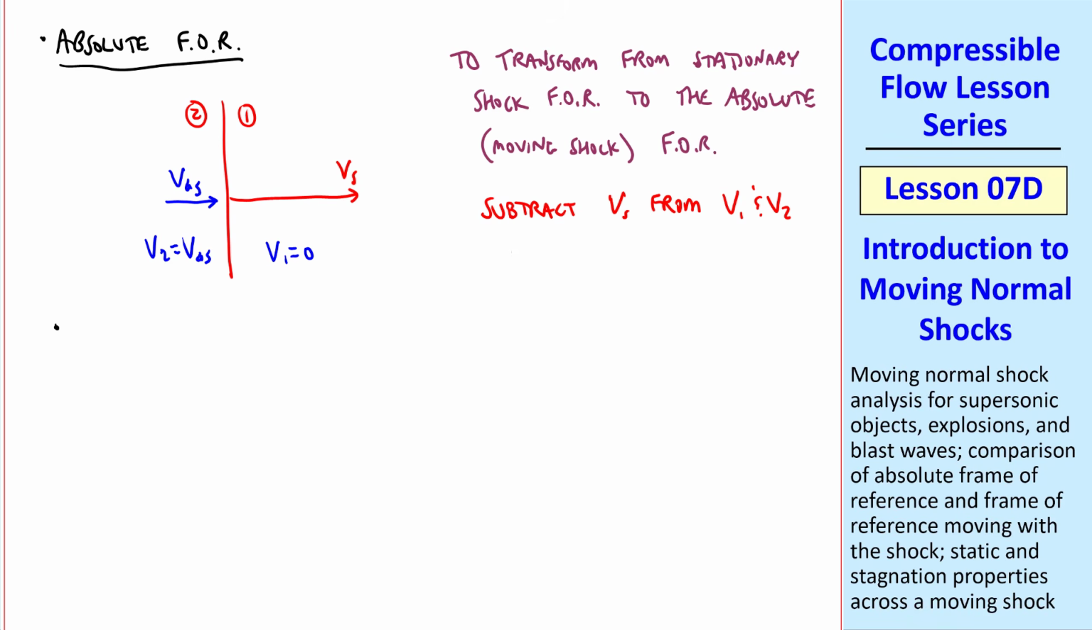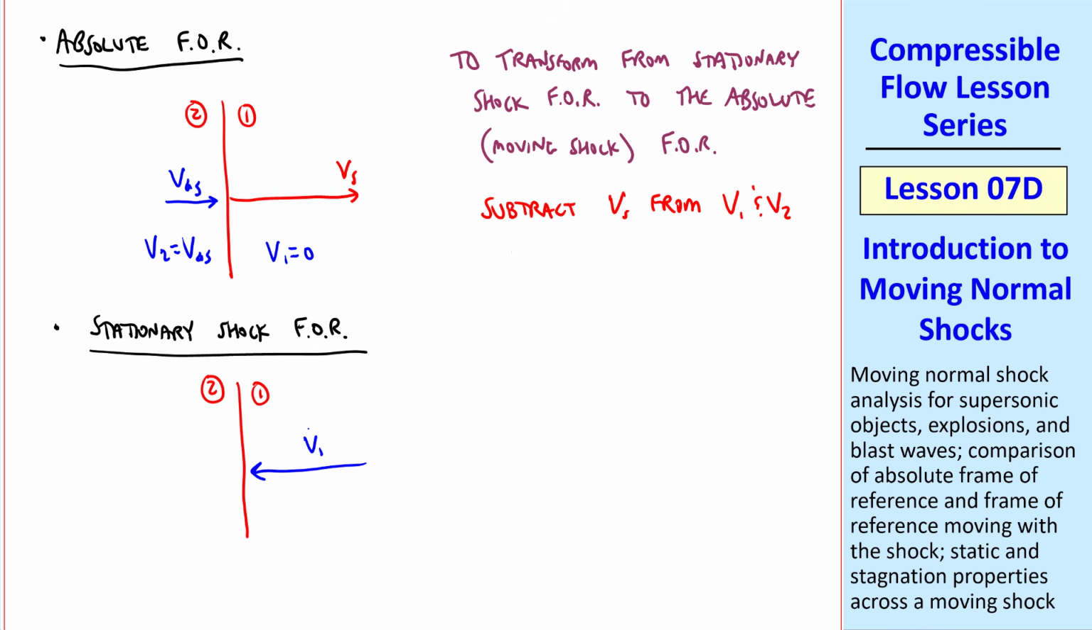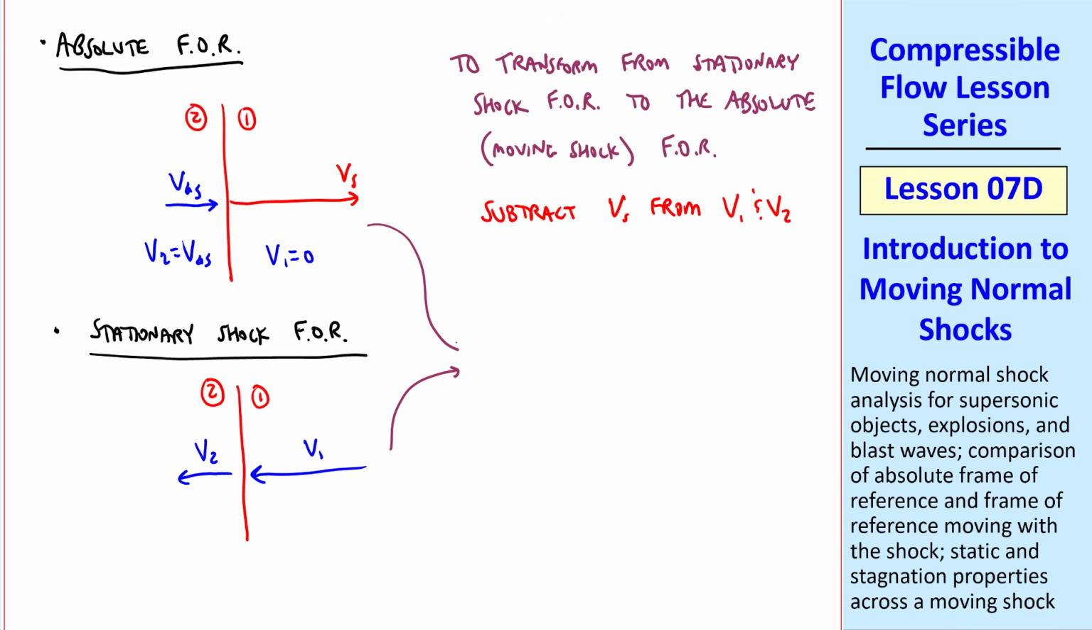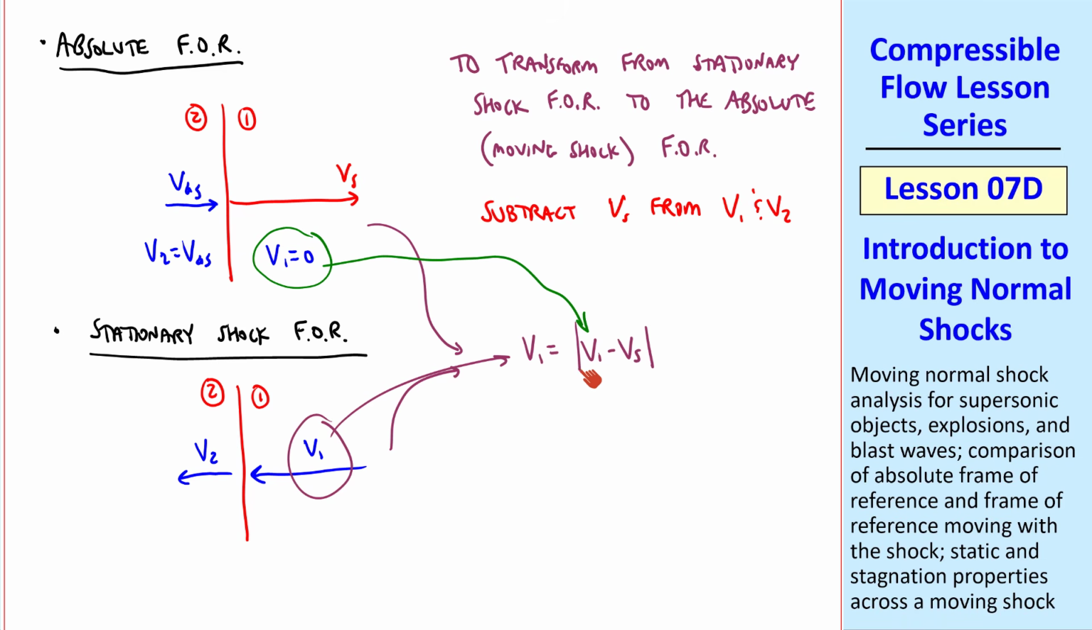I'll show this by also sketching the stationary shock frame of reference. Again, the flow goes from 1 to 2 across the shock, but here the flow comes in from right to left at speed V1, and on the other side of the shock the speed is V2. So to go from here to here, we subtract Vs. Thus, transforming between these 2 reference frames, this V1 equals the absolute value of V1 minus Vs, where we're using this V1 here. And I use absolute value signs because these are speeds, not velocities. They're magnitudes only. Well, this V1 is 0, so this becomes 0 minus Vs, or Vs.